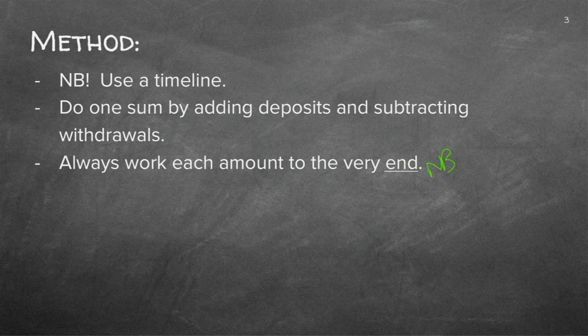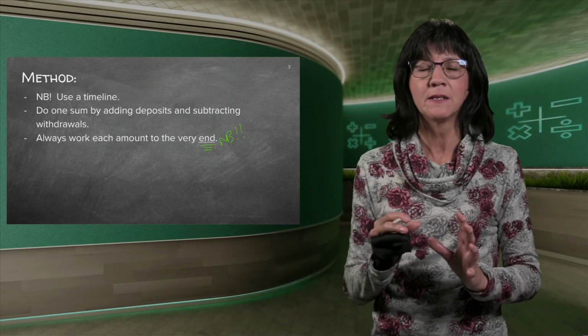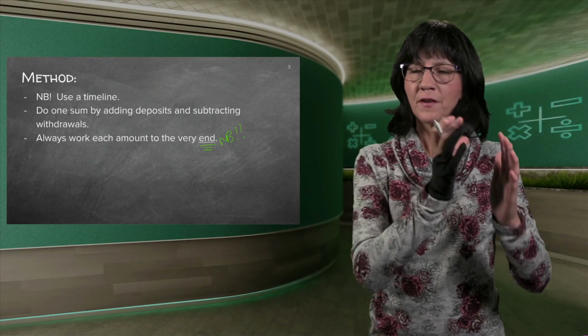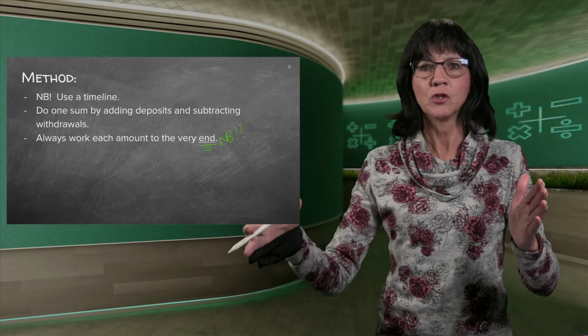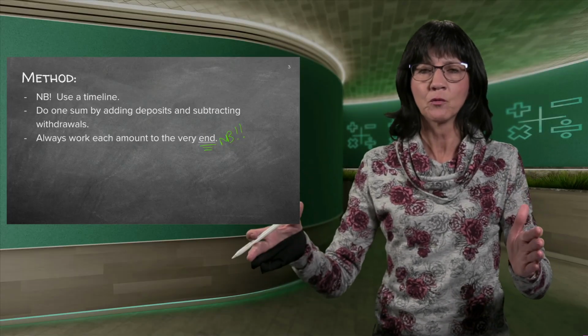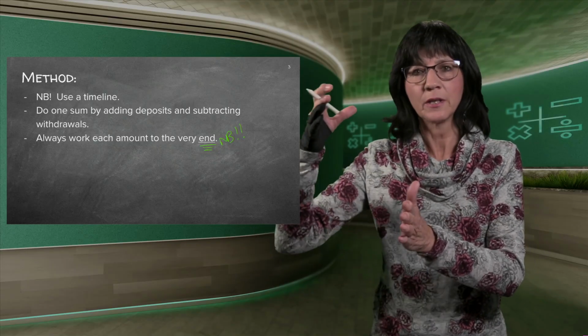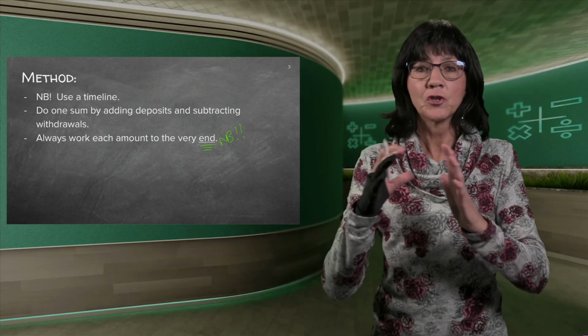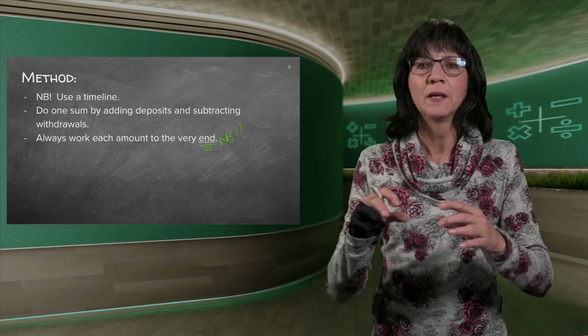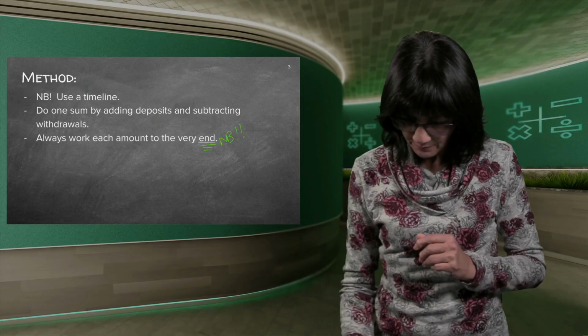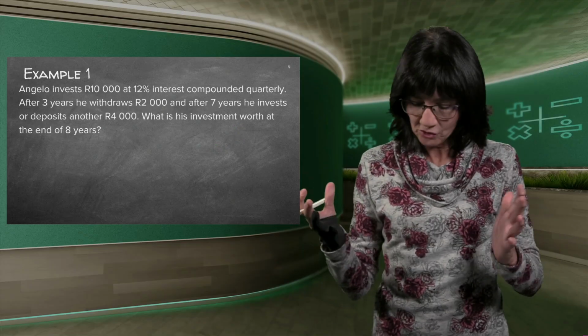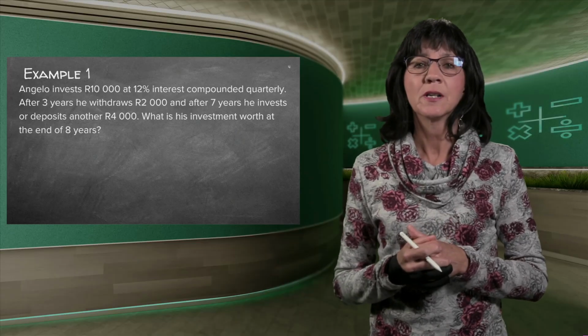NB. You always work to the very end of the period. So if you invest something for 12 years, you will do that sum up to the end of 12 years. If after 3 years you subtract some money, you work that out till the end of the 12th year. So make sure that all your little sums go to the very end of that period. But as I say always, it's best to do an example, because then you can exactly see what is happening.